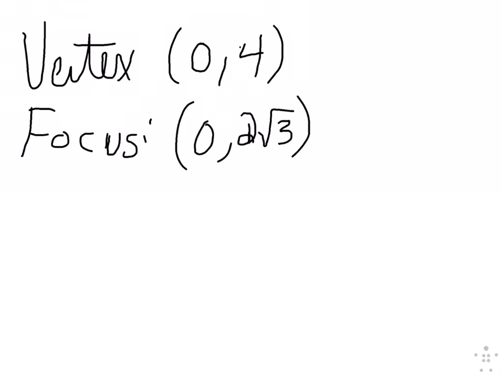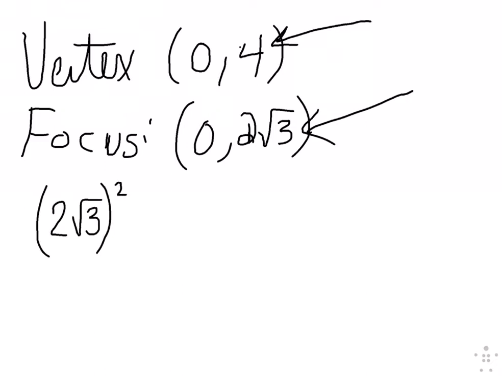Okay? So this is your a. Why is that your a? Because it's from the vertex. Right. And this is your c. Why is that your c? That's the focus. Right. So if I do that, I have 2 root 3 squared equals a squared, which is 4, minus b squared. That's what you don't know, you don't know b. So for some of these, you're going to have to solve for b first before we can actually start.